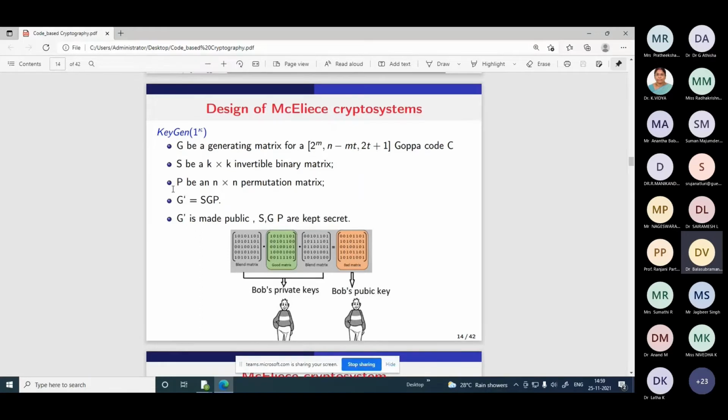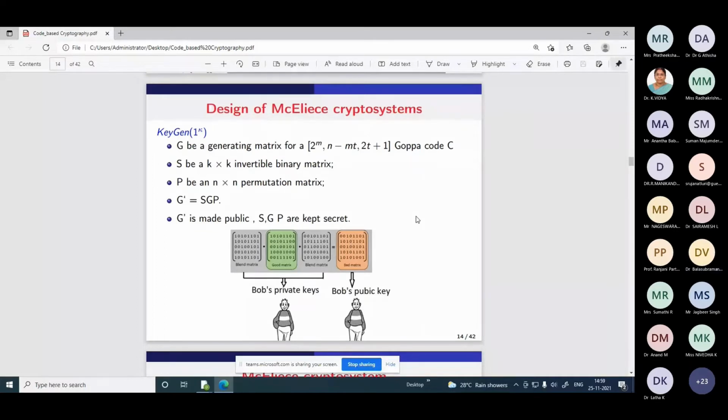We are taking an invertible binary matrix of order k cross k and a permutation matrix of order n cross n. This G matrix, we are going to hide by pre-multiplying and post-multiplying by that invertible matrix and with the permutation matrix. We are going to hide the structure of the G matrix, right? So once the generator matrix is pre-multiplied and post-multiplied, the resultant is G prime. That will be given as the public key of the user.